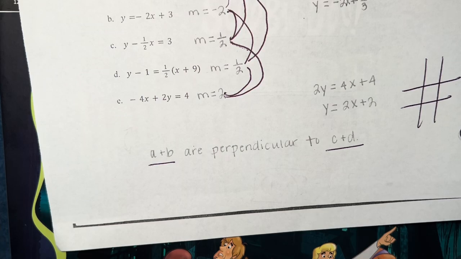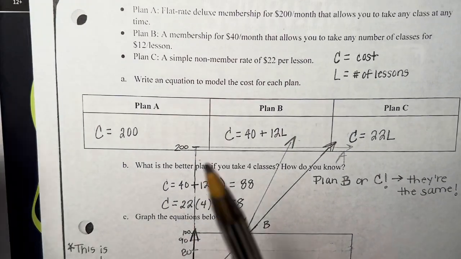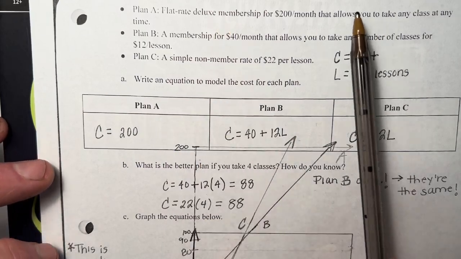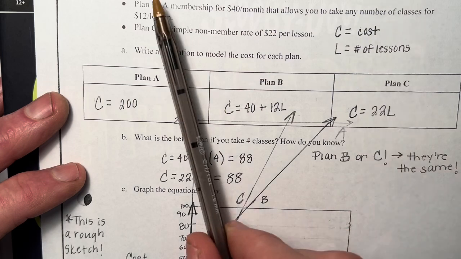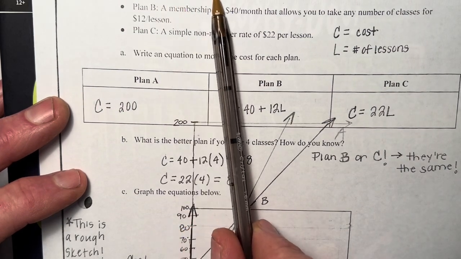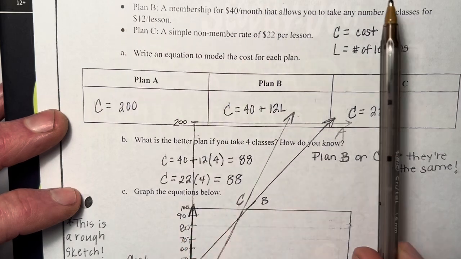All right, now we are going to be graphing with our calculator. Let's see if I can do this in a couple of minutes. Suppose you plan to take fitness classes at your local gym, and memberships are based on these following plans. There's a flat rate deluxe membership, $200 a month, and you can take any number of classes.